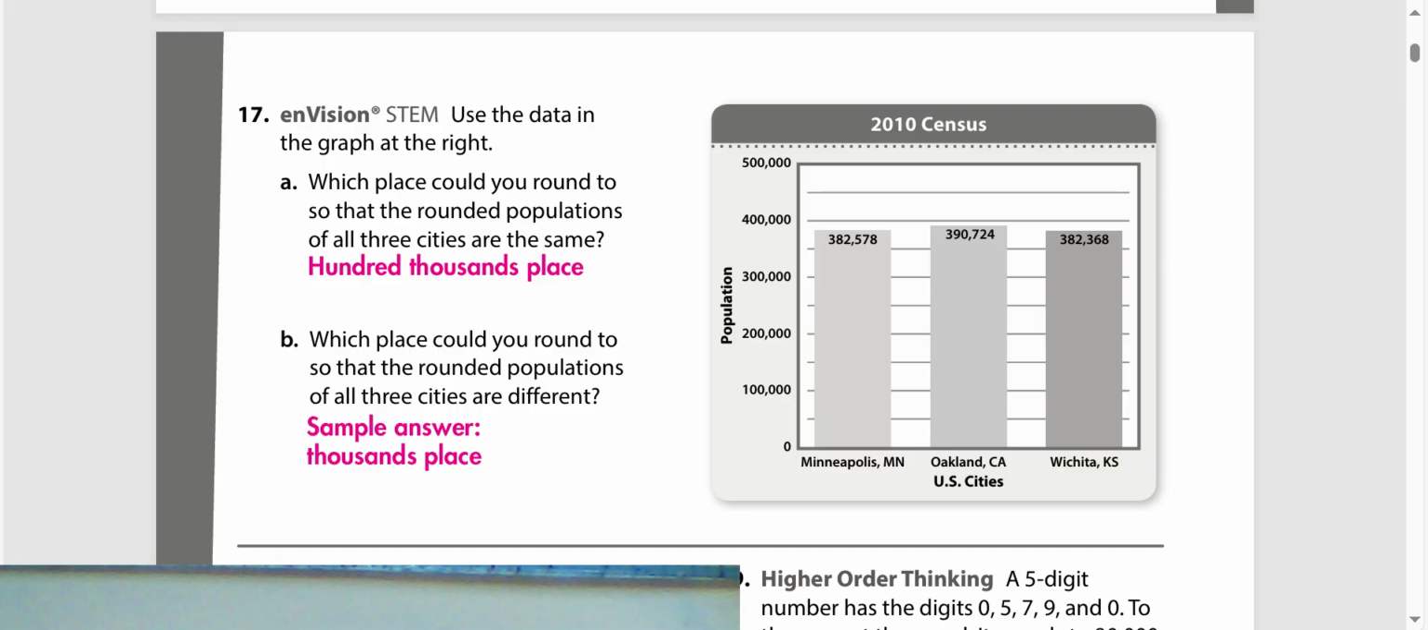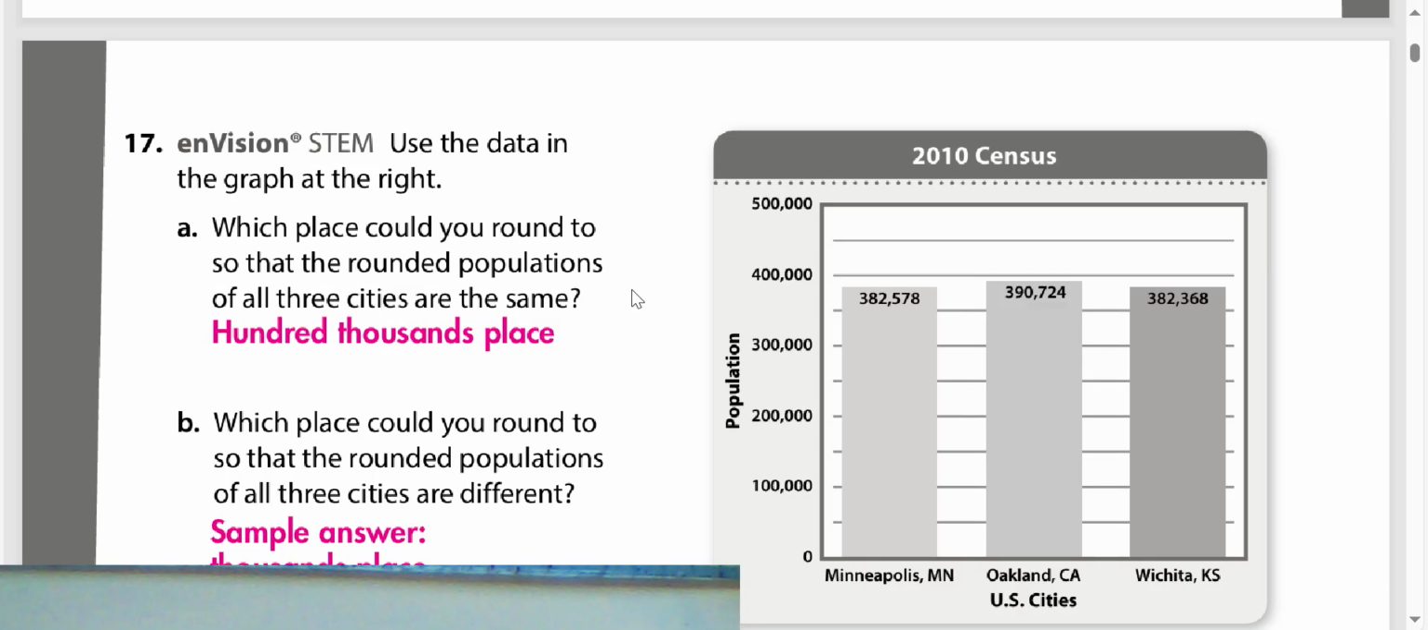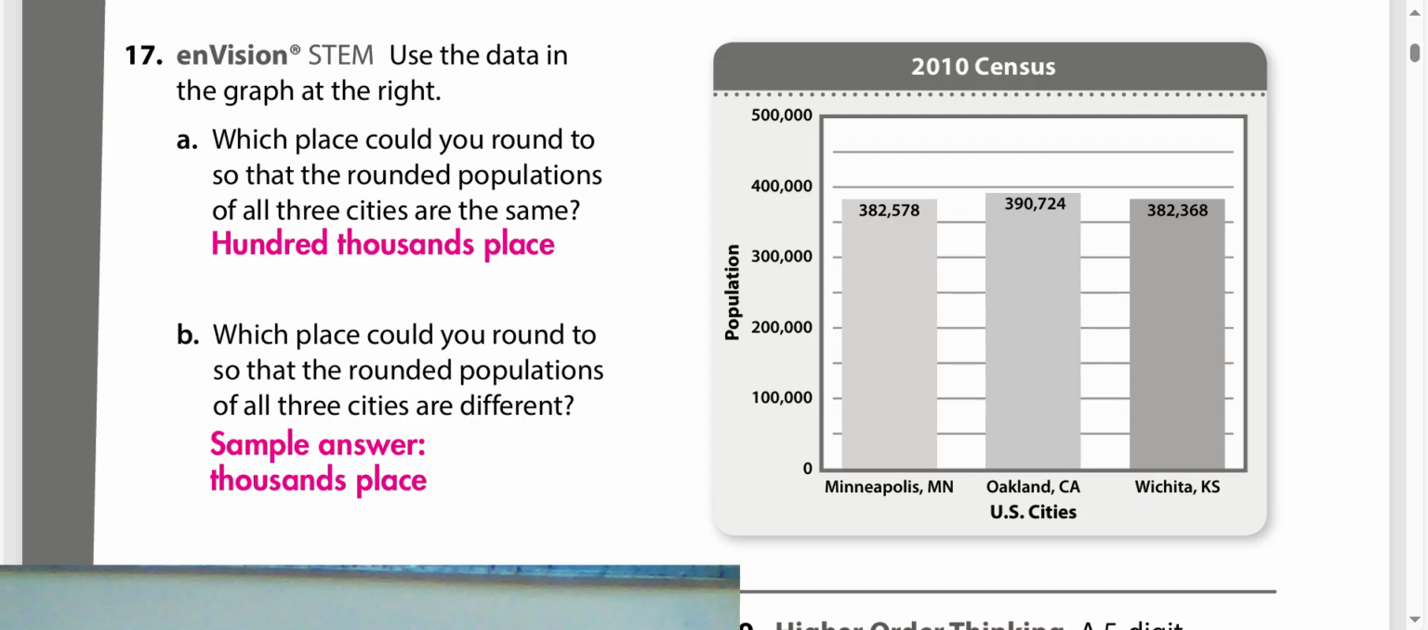We can approximate it to the nearest thousands. Next question: which place could you round so that the rounded population of three cases are different? They are different at 1000 siblings, 2, 0, and 2. In the 1000 place, they are different. In the 100 place, they are similar about 100 siblings.